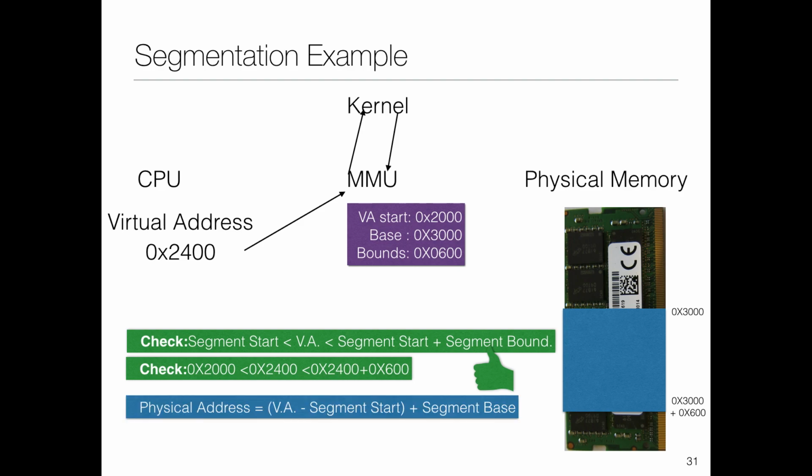You do a translation, which should be 3000 plus. Sorry, what are you saying? Yeah, sorry, that should have been 2000 plus 600. The physical address would be the base address plus virtual address minus the segment start. So 3000 plus 2400 minus 2000.